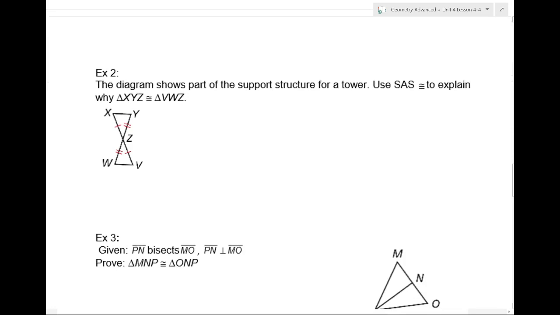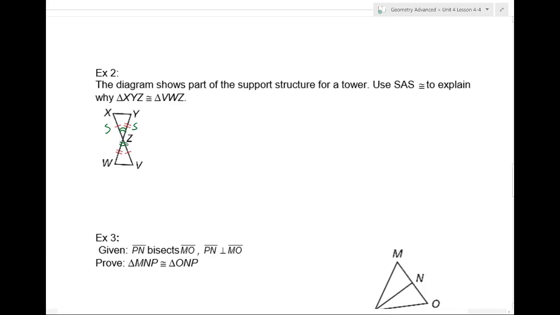Example 2. The diagram shows part of the support structure for a tower. Use side angle side congruence to explain why triangle XYZ is congruent to triangle VWZ. So when I'm looking at this diagram initially, do you see that there are 2 pairs of congruent sides? Great. But I either need another pair of congruent sides or I need a pair of congruent angles. So remember, when you're working with triangles, you always need to have groups of 3. So 3 pairs of things that are congruent. Looking at this, it doesn't look like I have anything congruent, but if you look at the diagram carefully, you probably recognize you have a pair of vertical angles.